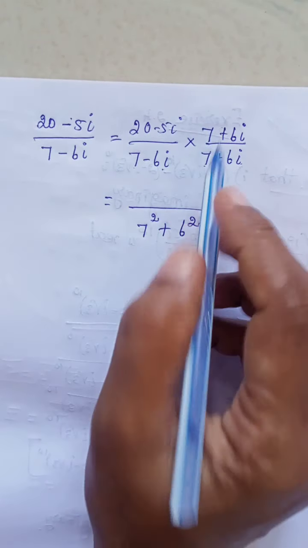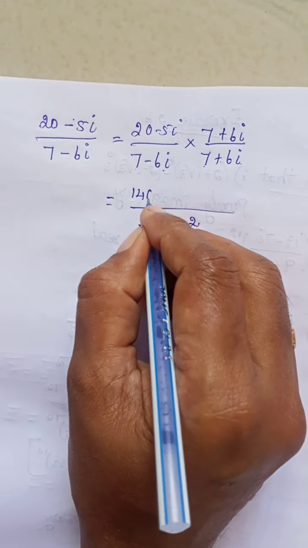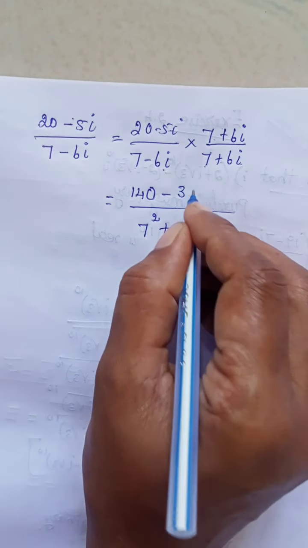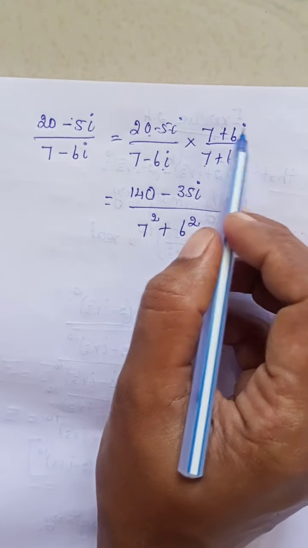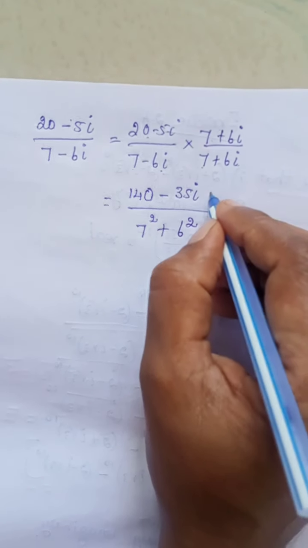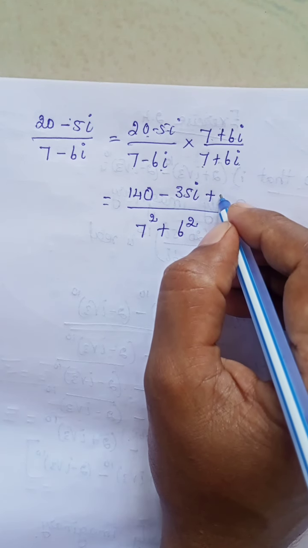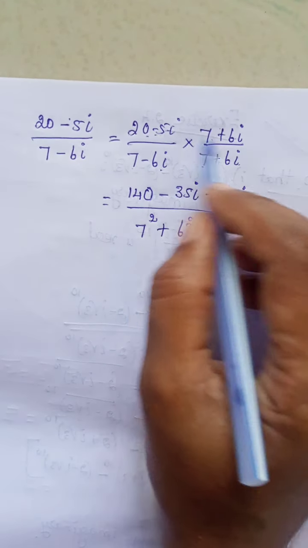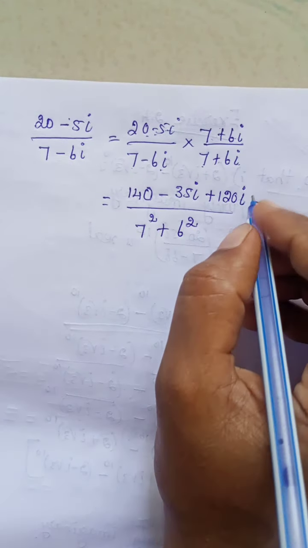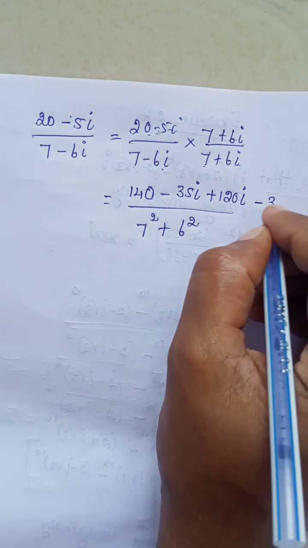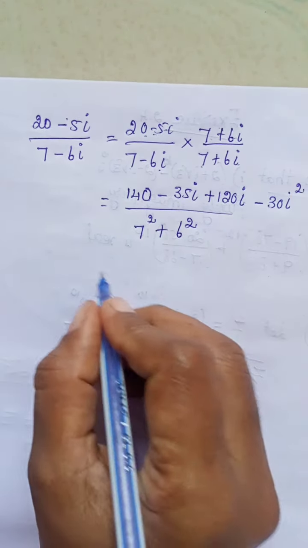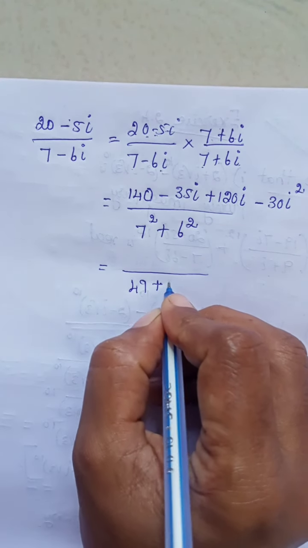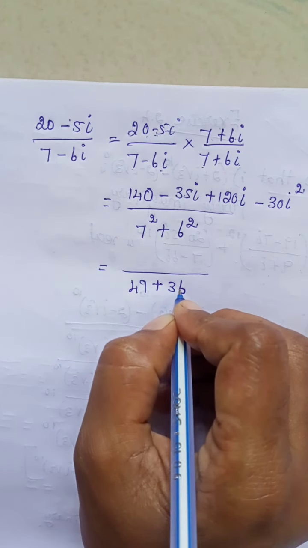Now shall we multiply 20 into 7? 140. This is minus 35i. 20 into 6i, that is 120i. This minus into plus: minus 5 into 6, 30i square. So here the denominator is 7 square, 49, plus 6 square, 36.